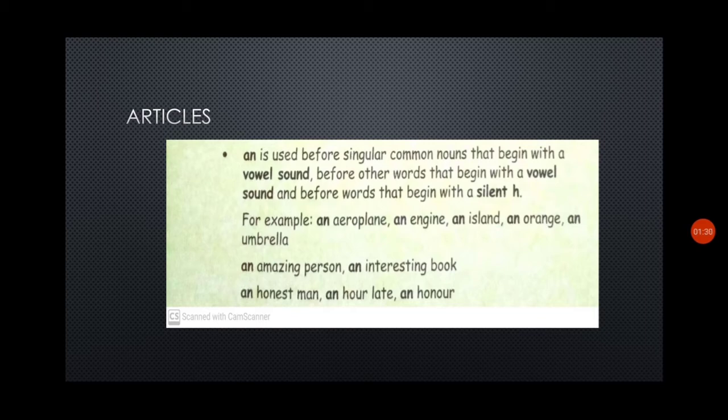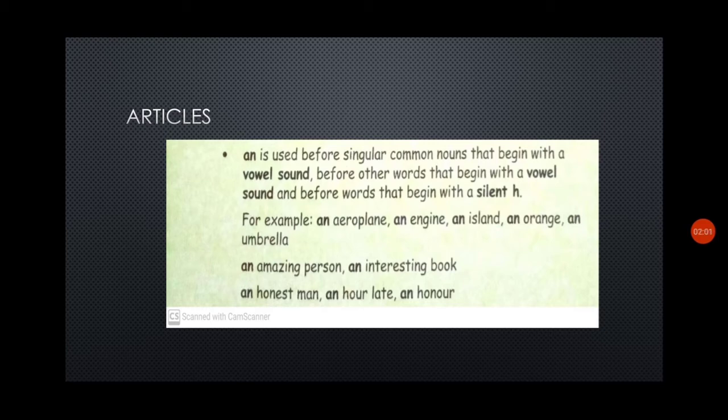In this, the word honest begins with the letter H. We don't say it with an H sound. We say it as 'onest'. Alright? So, honest here is resulting in a vowel sound at the beginning. So, the H is silent and the O sound in honest is a vowel sound, and therefore we use an.